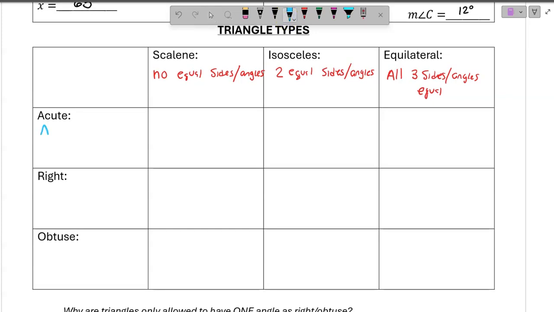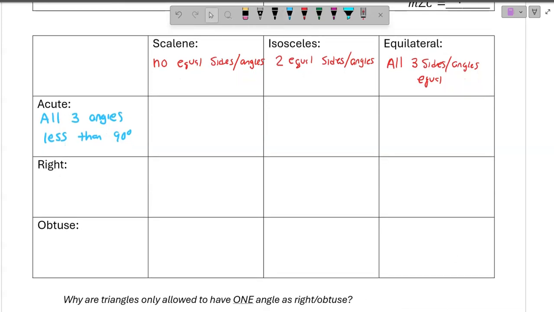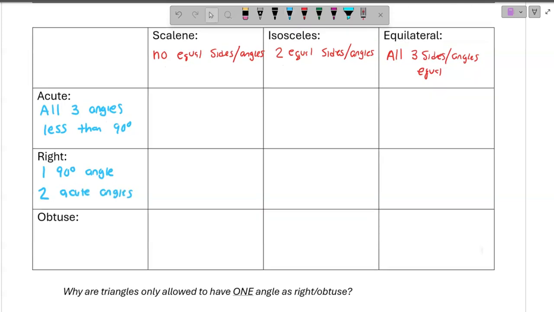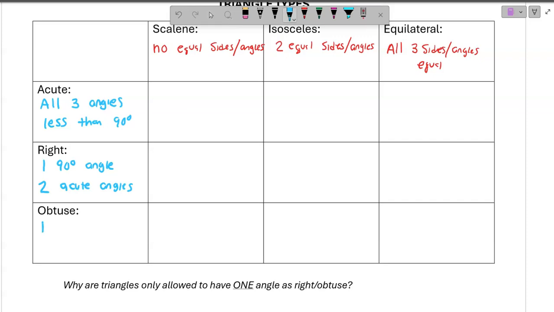So an acute triangle is a triangle where all three angles, well, are acute, but we'll go ahead and specifically say less than 90 degrees. I don't want to use the word in the definition. A right triangle has one 90-degree angle, and then the other two are going to be acute angles. And finally, the last one here, obtuse, is going to have one angle that is greater than 90, which is, again, by the definition, an obtuse angle. And then the other two must be acute angles.